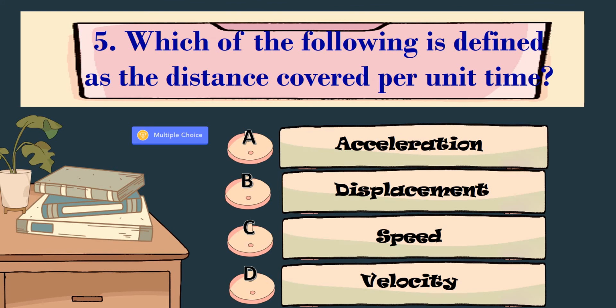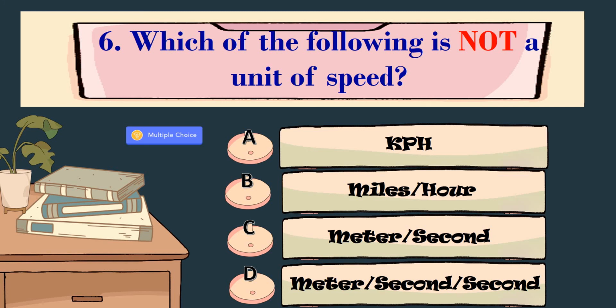Number 5 question. Which of the following is defined as the distance covered per unit time? Is it A. Acceleration, B. Displacement, C. Speed, D. Velocity? Correct. That is letter C. Speed. Number 6 question. Which of the following is not a unit of speed? A. kph, B. miles per hour, C. meter per second, D. meter per second per second? Correct. That is letter D. Meter per second per second.